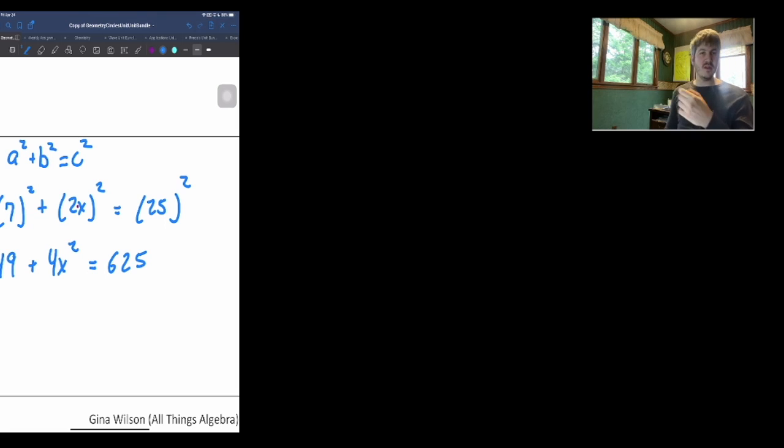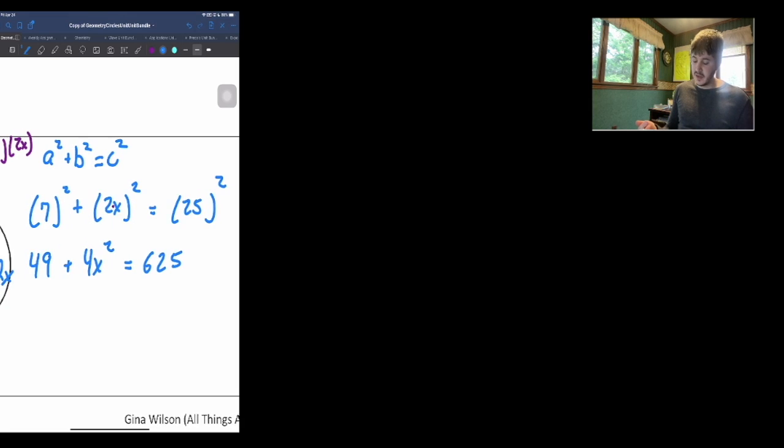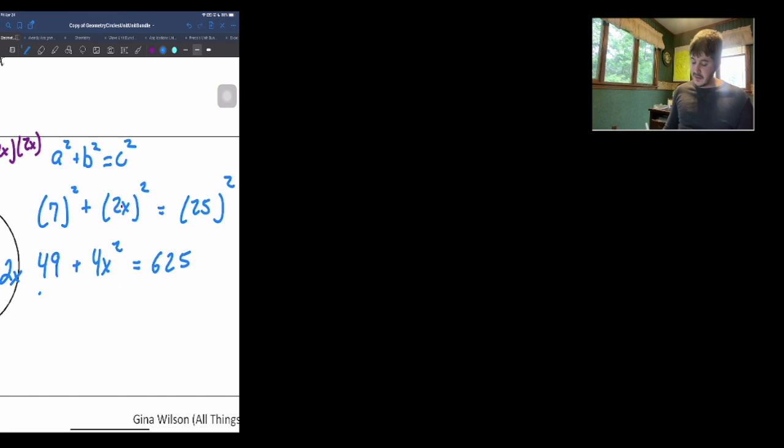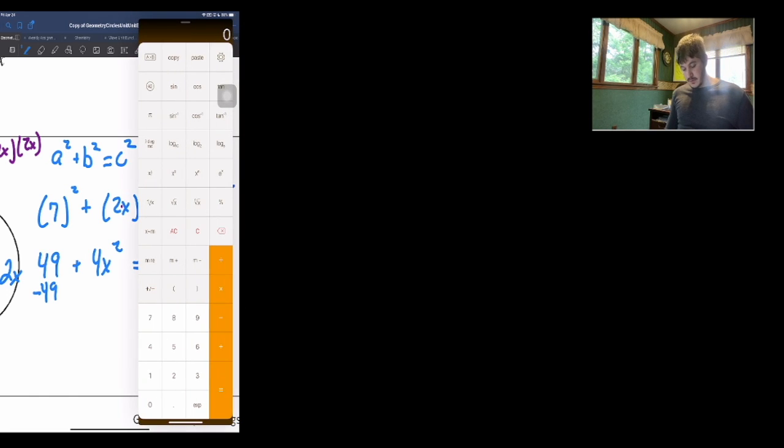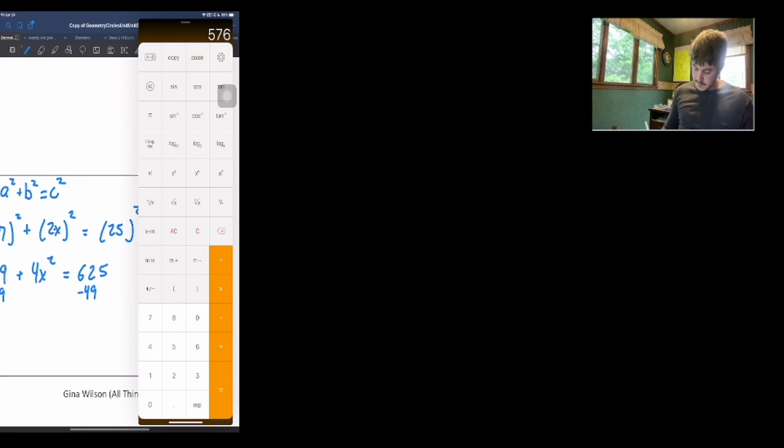Now we haven't really seen a number in front of the x squared in a long time, but we're going to solve it exactly the same. Get x squared by itself. My first step here is, I can't do anything with that 4, but I can subtract 49 from both sides. So 625 minus 49, and I get 576. So 4x squared equals 576. Now I can deal with that 4.